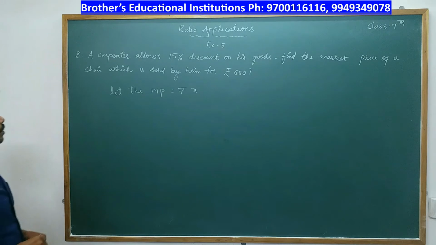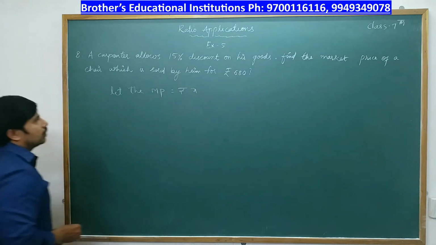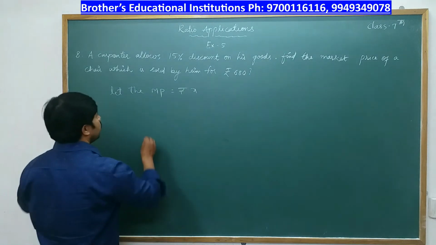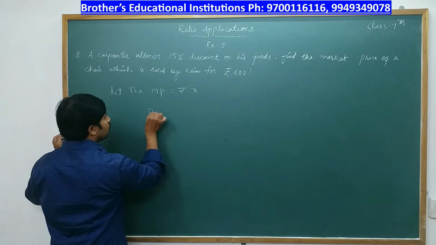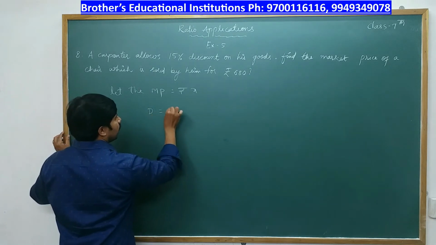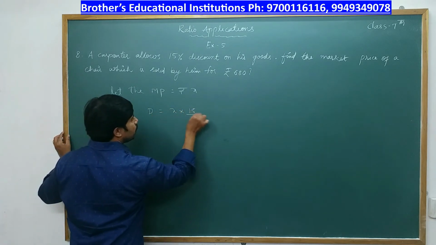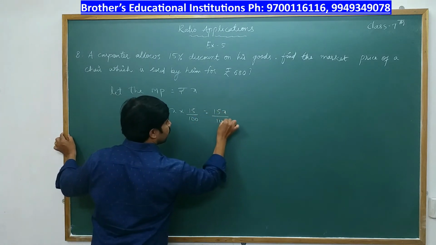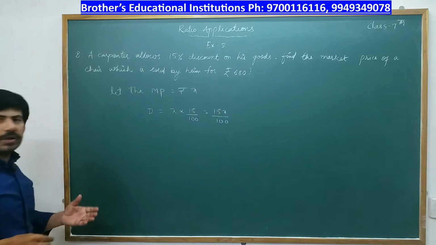Now generally, with 15% discount, the discount is calculated on the marked price, right? So discount is equal to X into 15 by 100. So the discount will become 15x by 100. See, discount is calculated on the marked price.